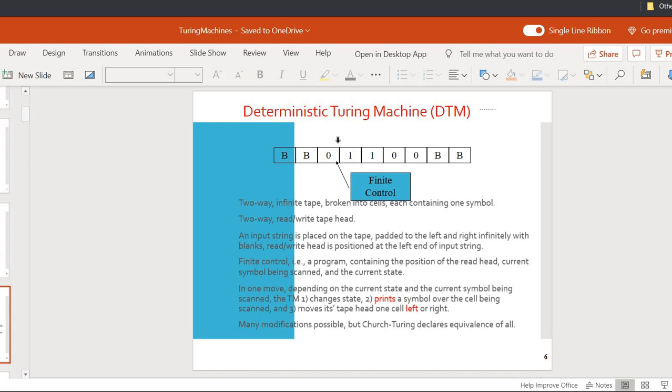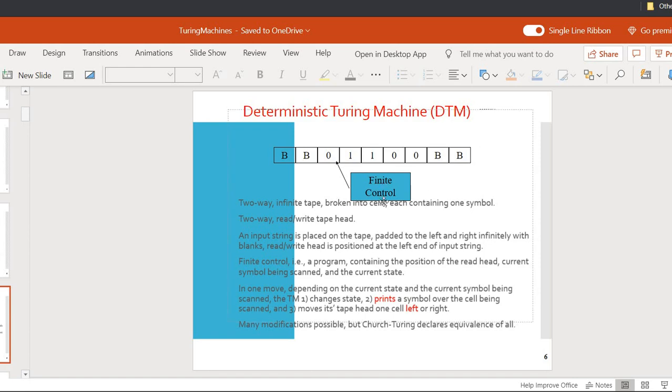So a deterministic Turing machine has a two-way infinite tape. It is broken into cells, and each cell contains one symbol, and there is a two-way read and write tape head. An input string is first placed on the tape. It is padded to the left and right infinitely with blanks.